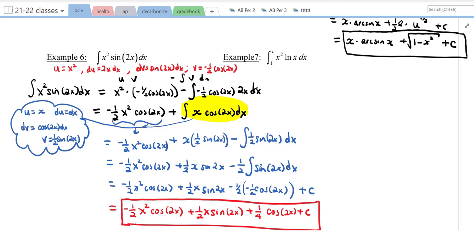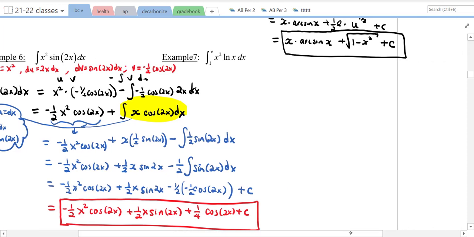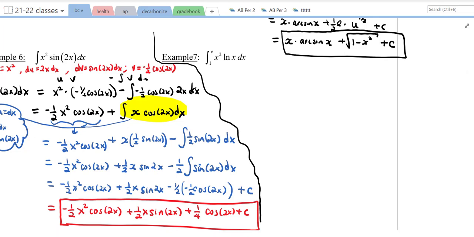Okay, last one. This one's a definite integral, so I hope you remember how to evaluate definite integrals. Same process as before, except now you don't have that plus c. You just have to plug in the numbers and solve. I'm going to let you try to start this yourself. Remember LIPET to help you find u, and remember to plug in the numbers. Press pause, and then come back and double check your answer when you're done.